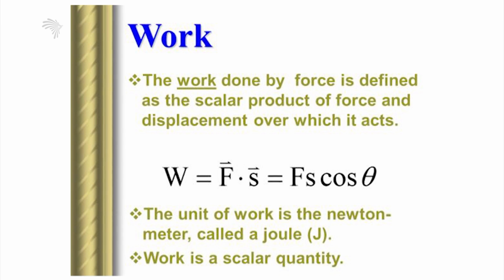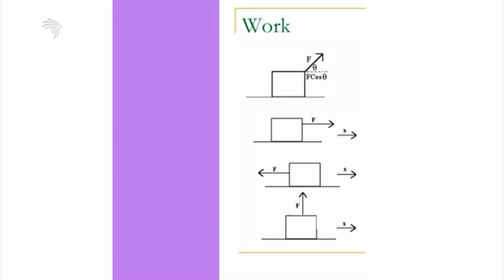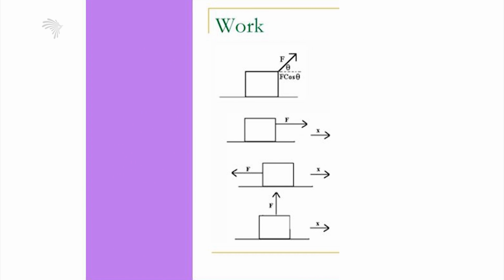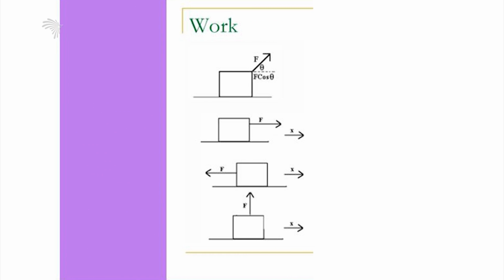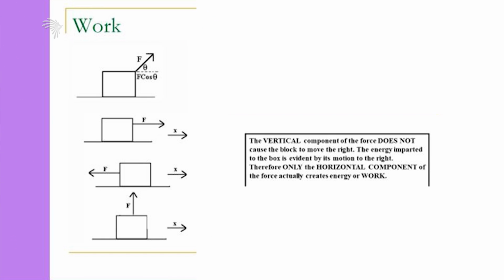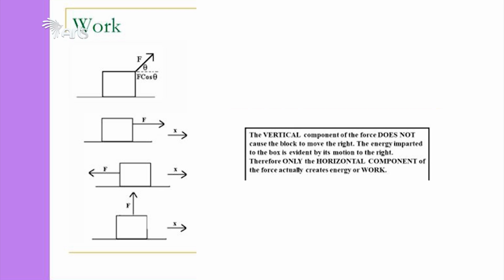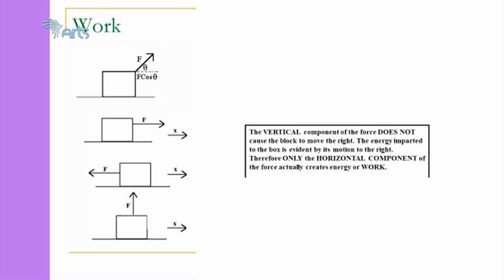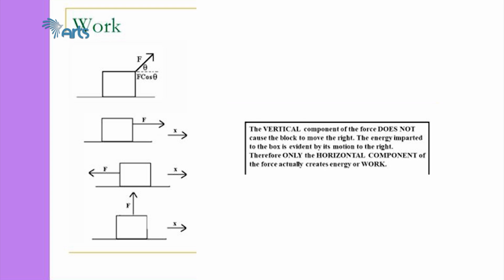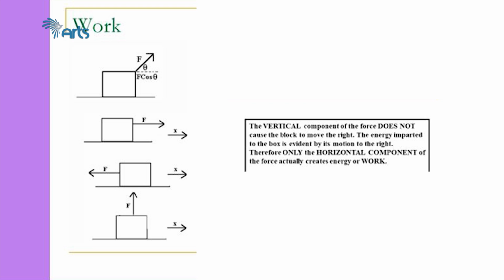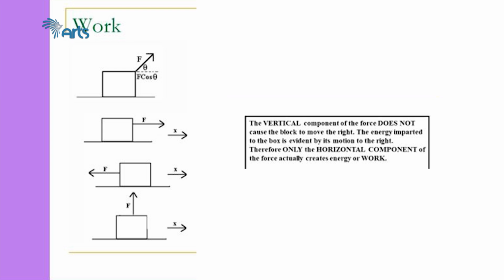Let's look at this diagram on the screen. We have four different blocks and we are applying the force in different directions. If you look at the first one, the vertical component of the force does not cause the block to move to the right. The energy imparted to the box is evident by its motion to the right. Therefore, only the horizontal component of the force actually creates energy or work.